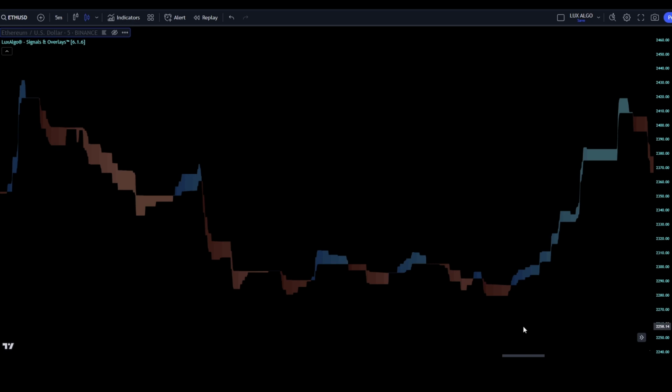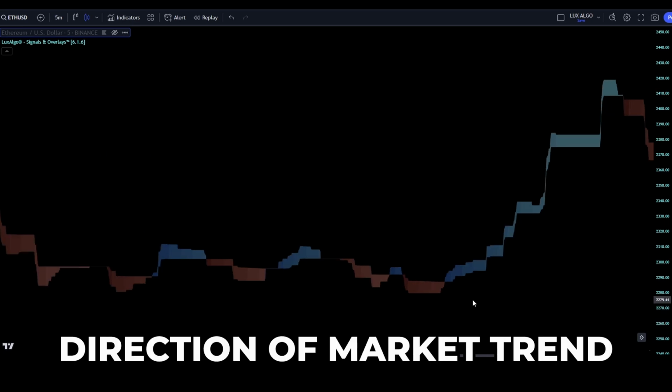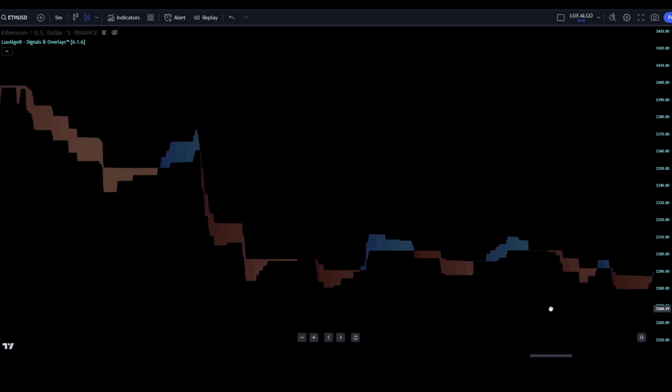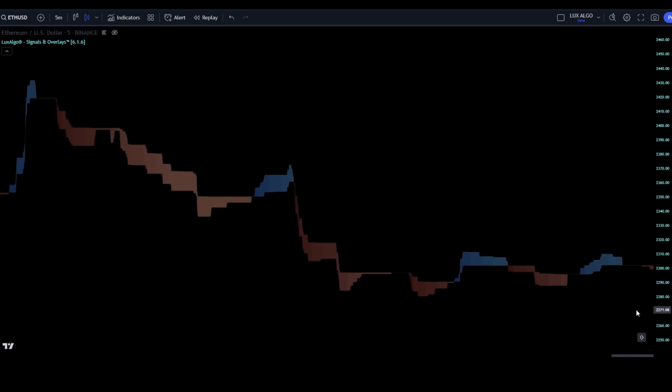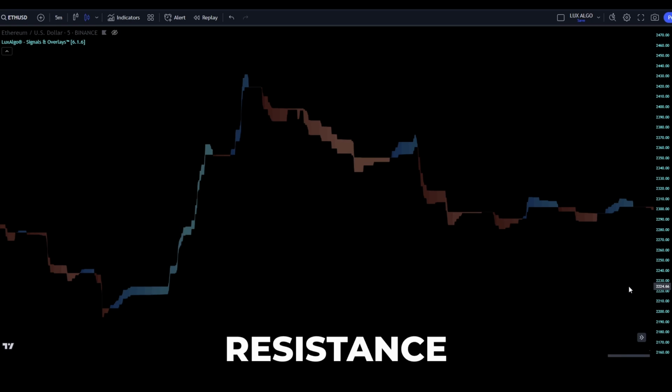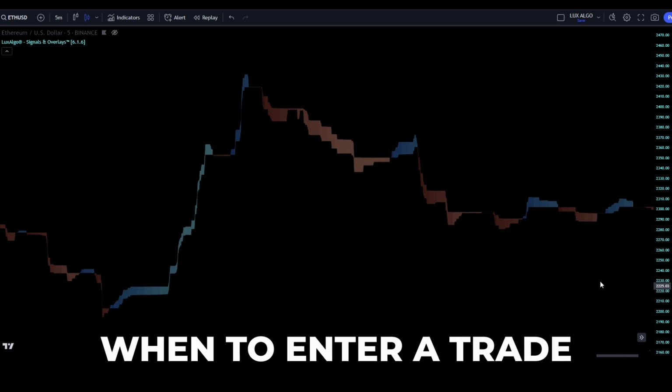The Neo Cloud is like the Ichimoku cloud and helps us see the direction of the market trend. When the market is going up, the Neo Cloud acts like a support. When it's going down, it acts like a resistance. This helps you make better decisions on when to enter a trade.